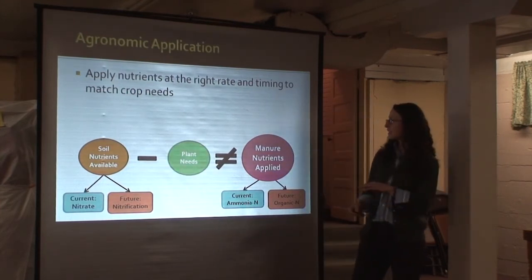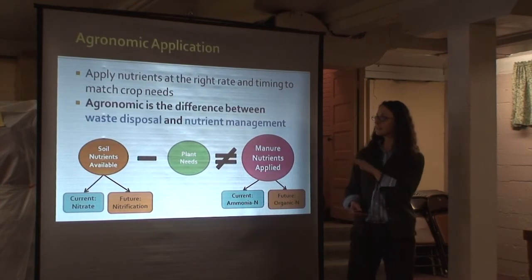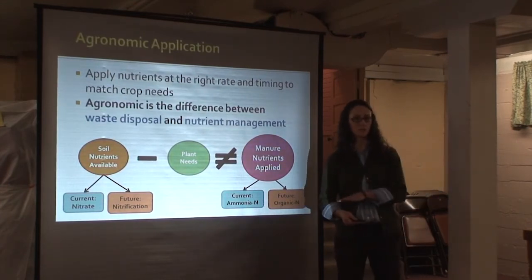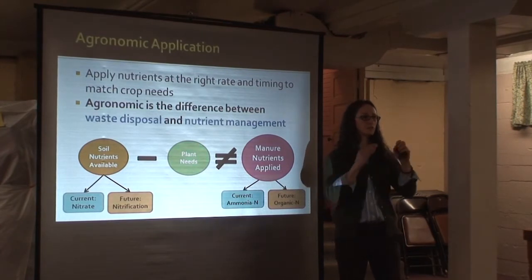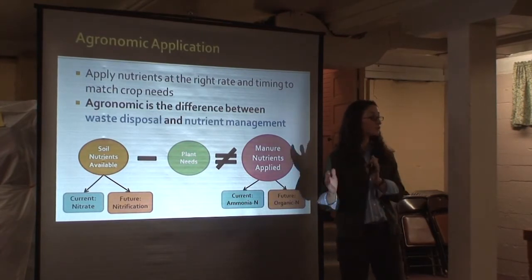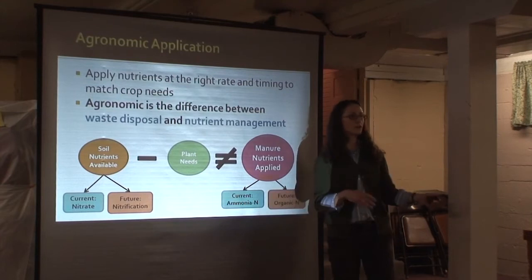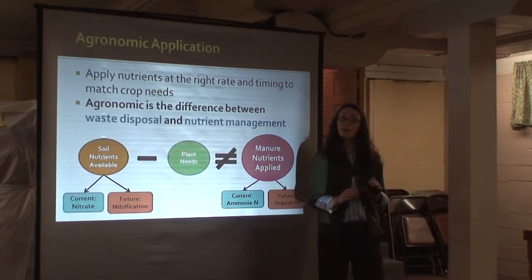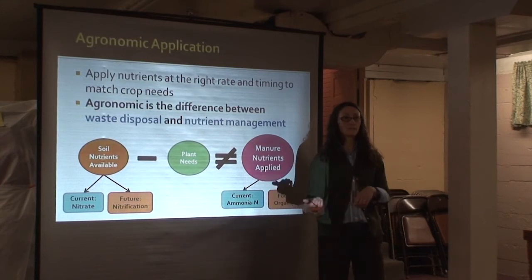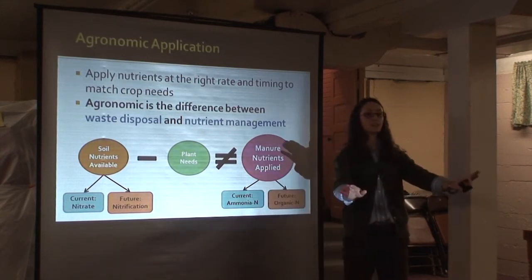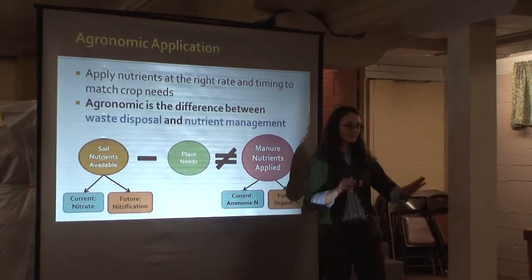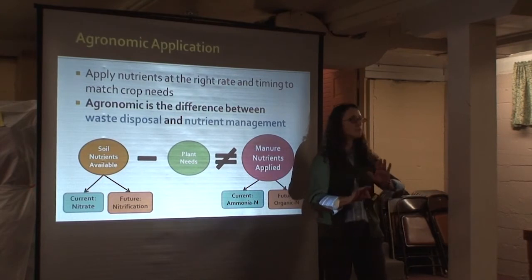And the difference here on this out of balance is agronomics is the difference between waste disposal and nutrient management. So if you're trying to match up this agronomic need, you're doing nutrient management. If you're just putting all your manure out at the end of October because you're trying to maximize your storage, that's waste disposal. So that's not agronomic for the most part. In some cases it can be. A lot of times it isn't necessarily. So this is something that we just need a little more thought on.